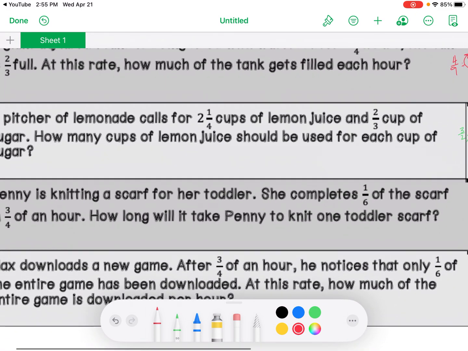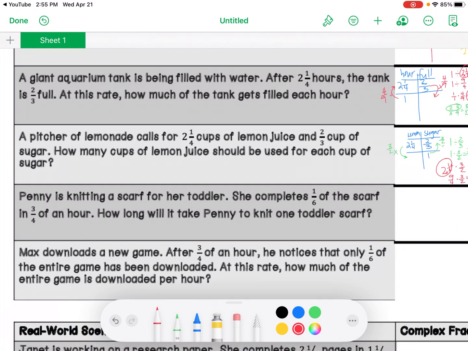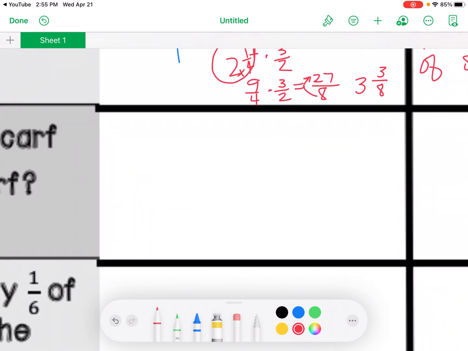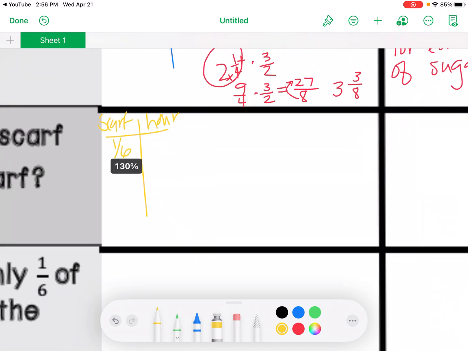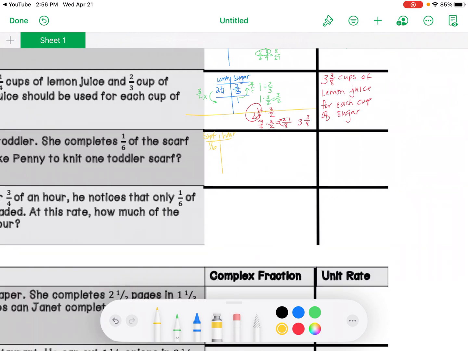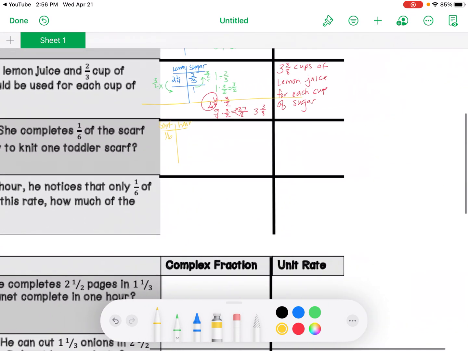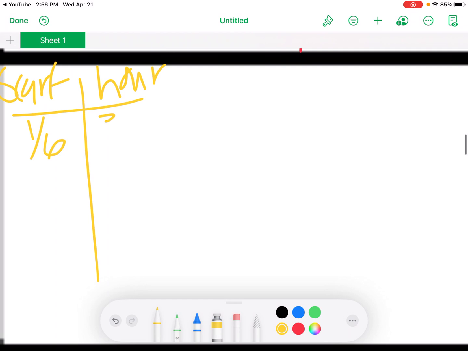All right, the next one says Penny is knitting a scarf for her toddler. She completes 1/6 of the scarf in 3/4 of an hour. How long will it take Penny to knit 1 scarf? So I have my scarf, and I have my hour. I know that she has 1/6 of a scarf in 3/4 of an hour, and she wants to make 1 whole scarf.